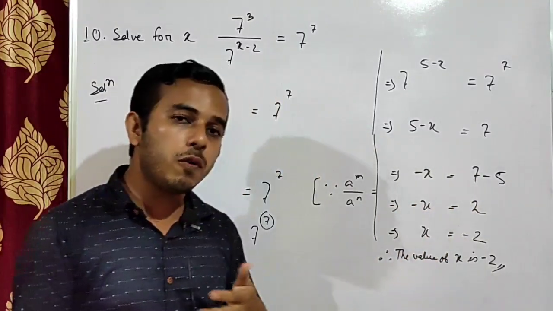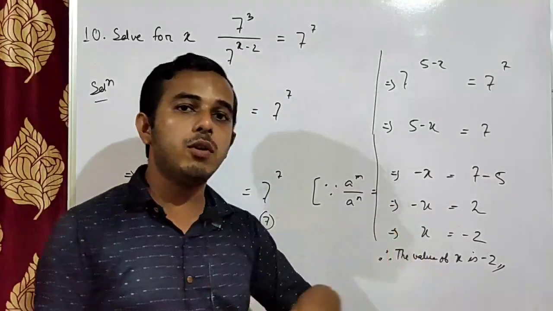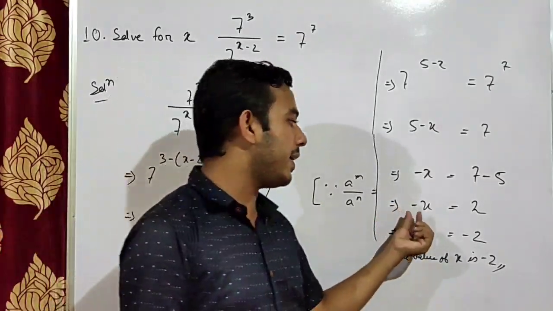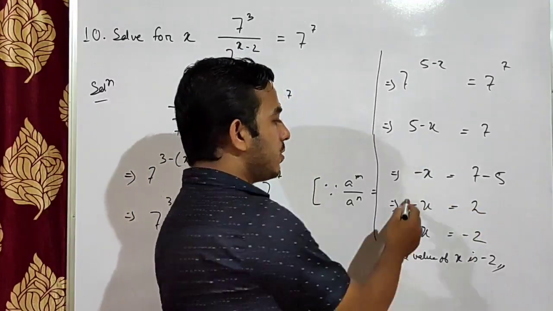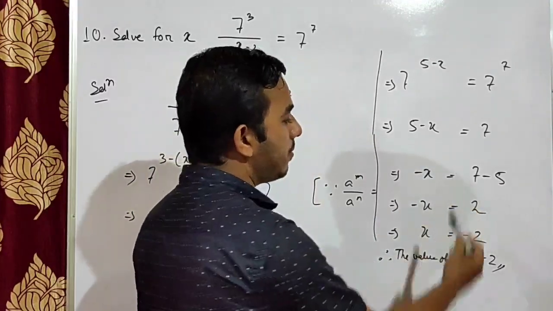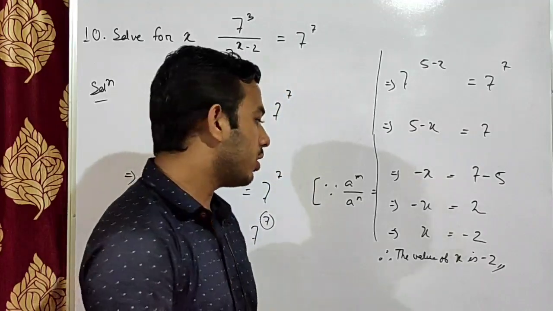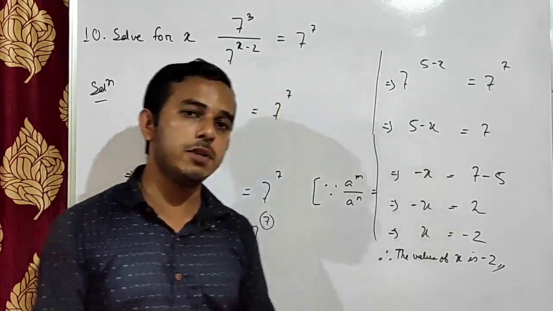Now we have to find the value of x, so there is no need to find the value of minus x. So we have taken minus common here. Minus one, and on the other side we also give minus. So this minus minus became plus, and the 2 remains negative. So the value of x is minus 2. I hope this is clear to you.